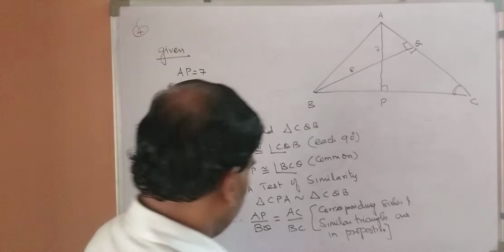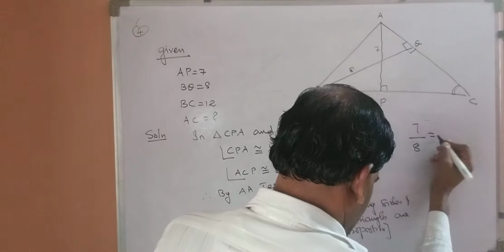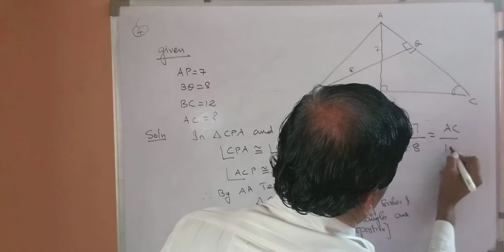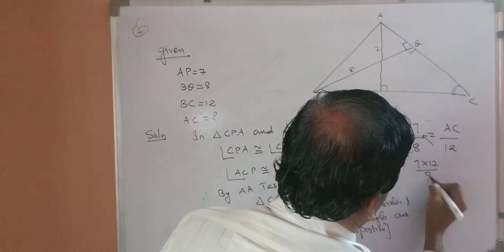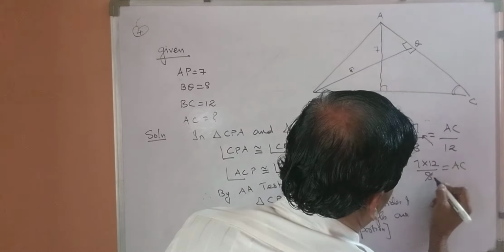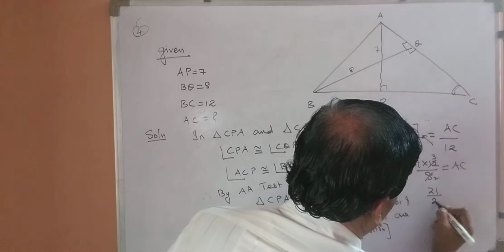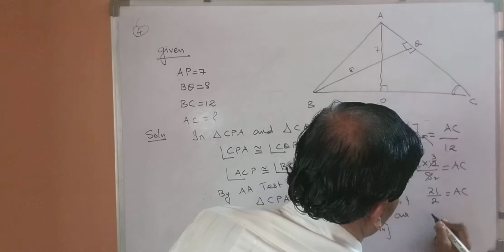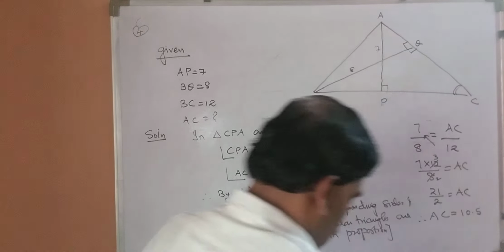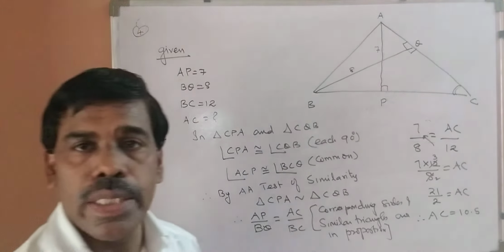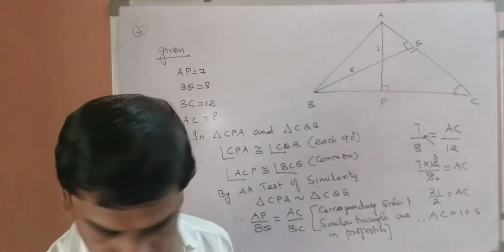Now, what is AP? 7 upon 8 equal to AC upon 12. So, 7 into 12 upon 8 equal to AC. 21 upon 2 equal to AC. Therefore, AC equal to 10.5. This is the answer. Okay. Simple. Now, next one we will see.